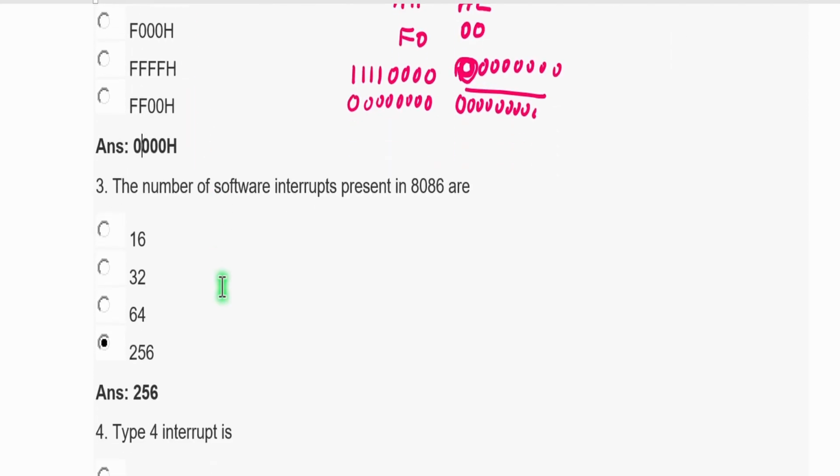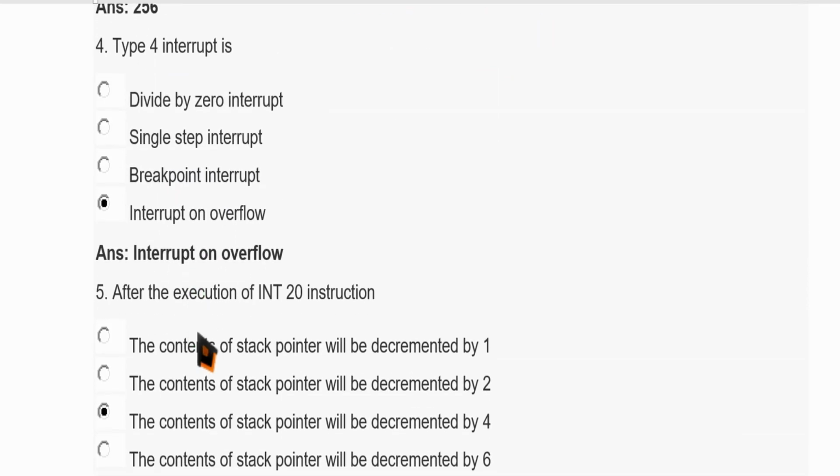Let us see the next question. The number of software interrupts present in 8086 are 256. There are 256 software interrupts. Type 4 interrupt is executed when there is an overflow, so it is interrupt on overflow.